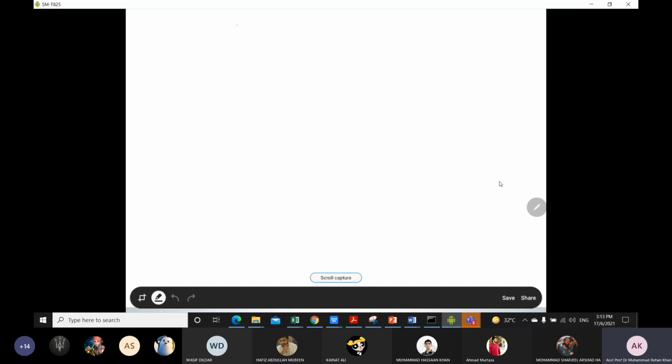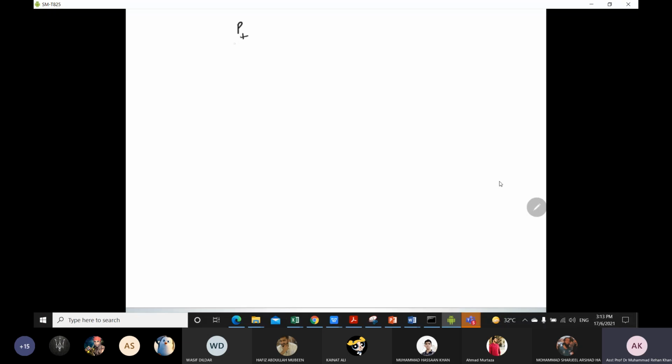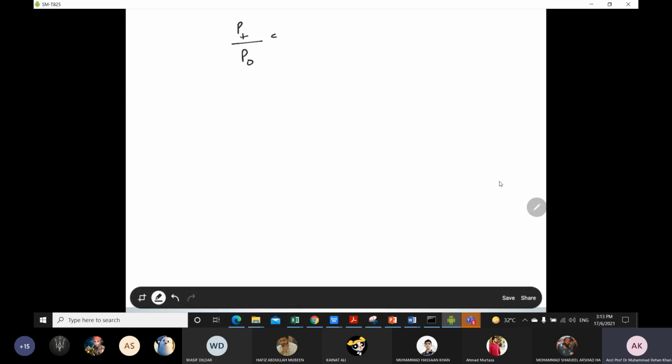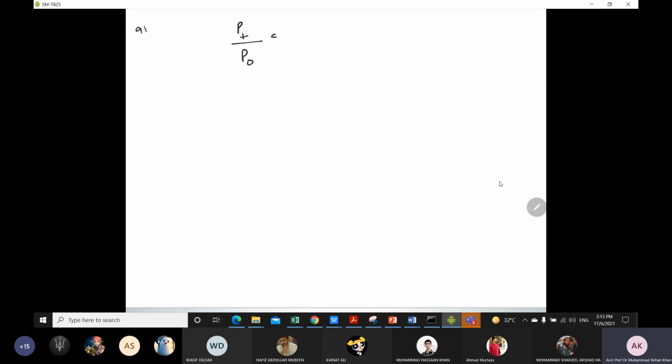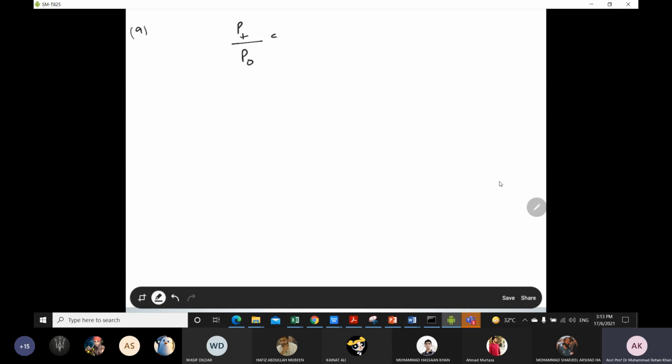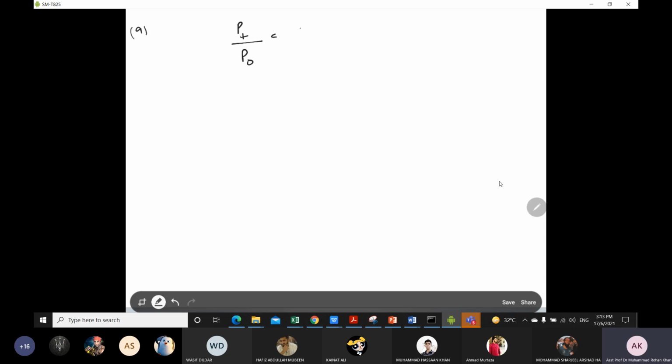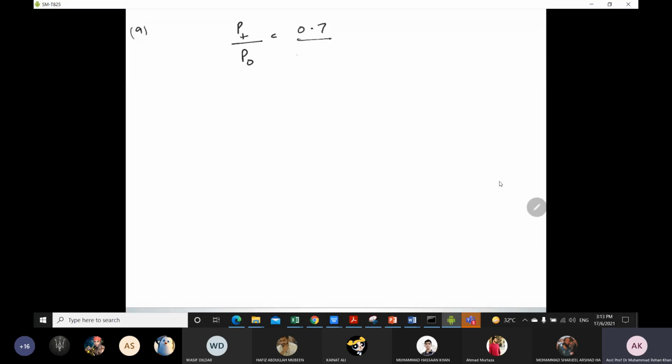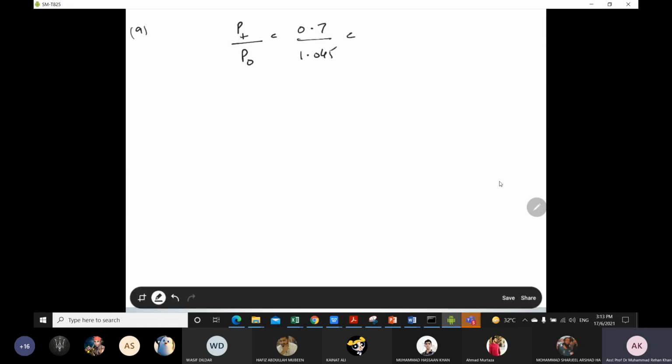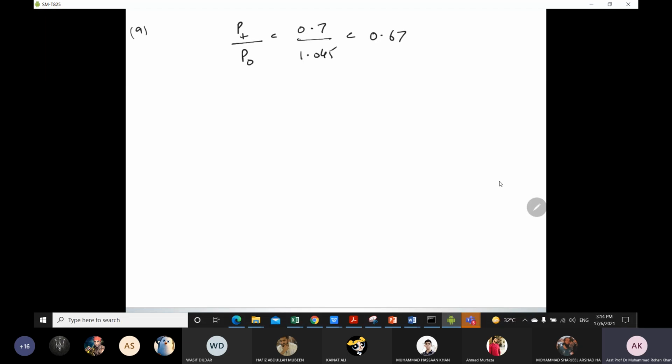First, you have to look for one value, that is the pressure at throat over stagnation pressure. I am talking about case number 1, 0.7 megapascal. We already know that the flow is not choked, so pressure at throat is equal to back pressure. The back pressure value is 0.7 megapascal, and the P naught value is 1.045. From here we get that Pt by P naught is equal to 0.670 for the first part.